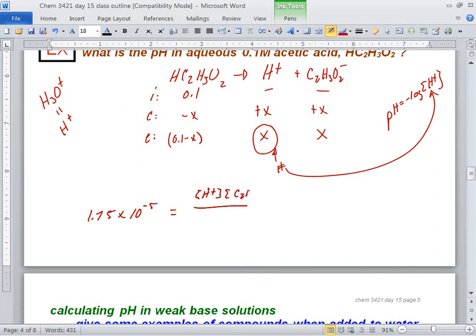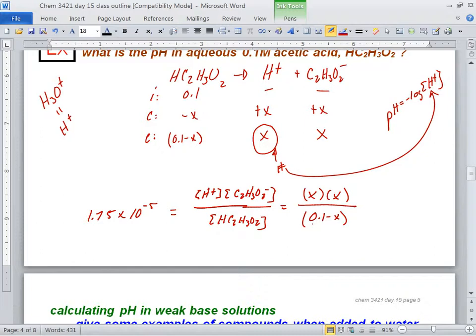You mean the acetate divided by acetic acid? All right, so that would be, Gloriana, if we substitute in there, we'd have what over what? X plus X, or X times X. X times X, all over 0.1 minus X. Okay, all over 0.1 minus X.